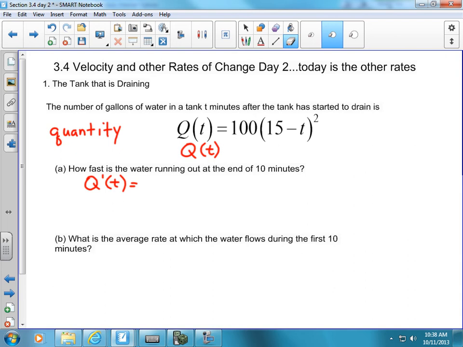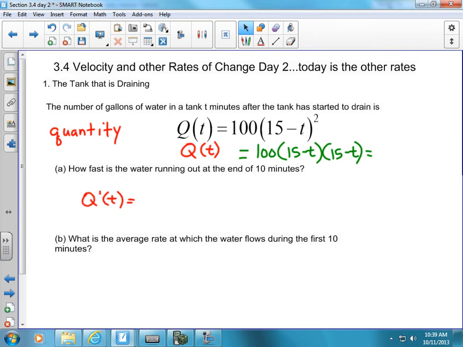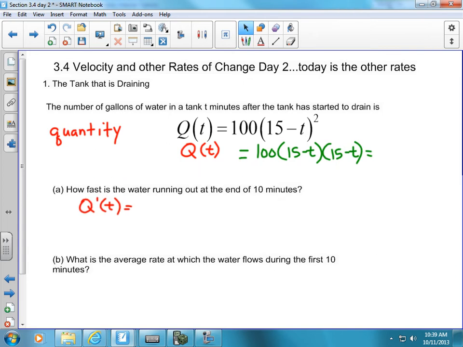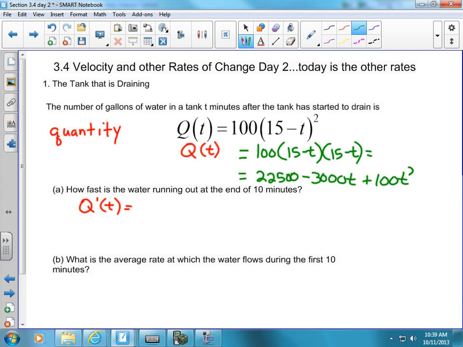There we go. All right, so we have 100 times 15 minus t times 15 minus t. So if we multiply this all out, we will get a Q function of 22,500 minus 3,000 t plus 100 t squared. All right, so that's the function we're going to take the derivative of.